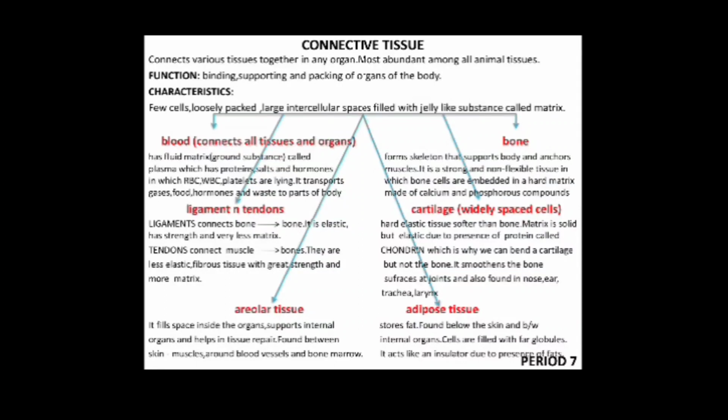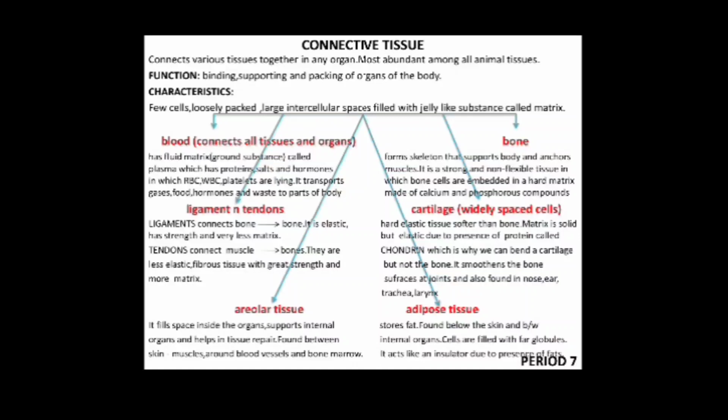So, in general, the different types of connective tissue are given as follows. Like for example, firstly, blood, which connects all the tissues and organs, has fluid matrix called plasma, which has proteins, salts and hormones in which RBC, WBC, platelets are lying. It transports gases, food, hormones and waste to parts of the body. Next is the bone and cartilage. So bone forms a skeleton that supports body and anchors muscle.